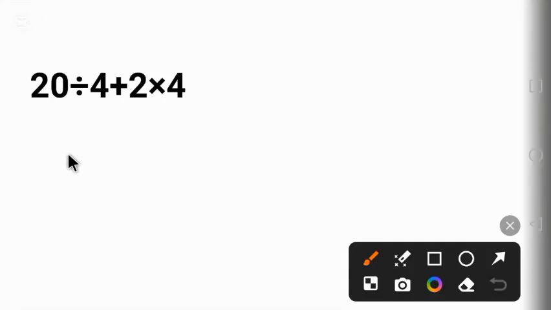Today we are solving 20 divided by 4 plus 2 times 4. When we look at this equation, we can see that we have division here, we have addition here, we have multiplication here. This tells us that we need to follow the order of operations called PEMDAS.